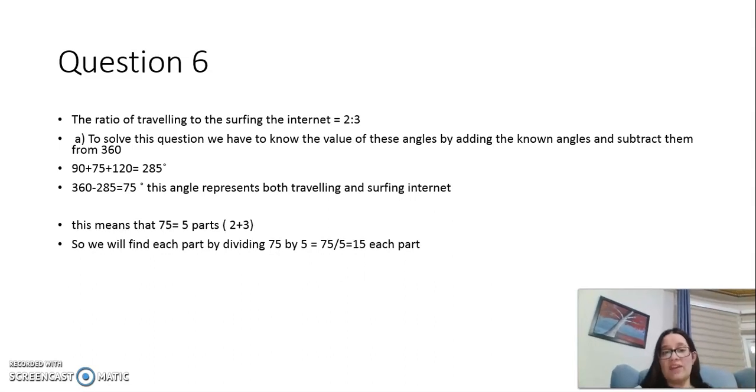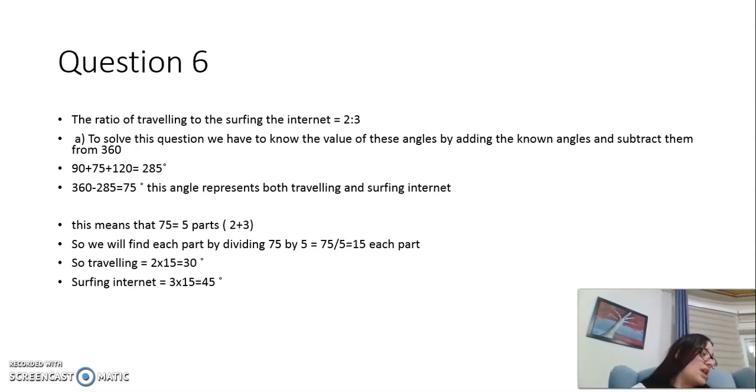But the traveling takes 2 parts, so 2 times 15 equals 30, which is the angle of the traveling. And the angle of surfing the internet is 3 times 15, which is 45 degrees.